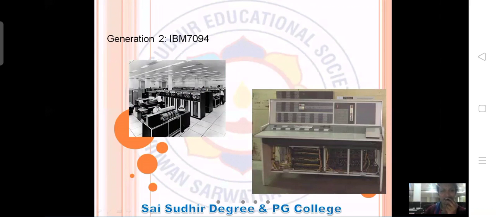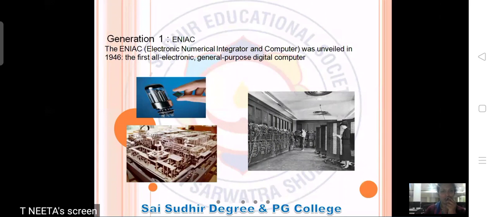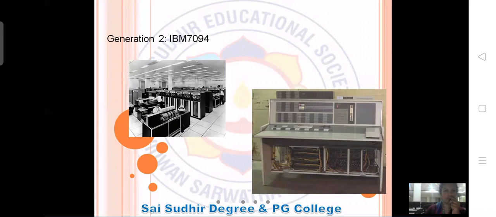So next, the second one. The second one is not as big as the first. You can see the difference. One system is very large. Nowadays it would take a quarter or half of a room. But now the computers are on the desktop, right? So in the second generation, the size has reduced.